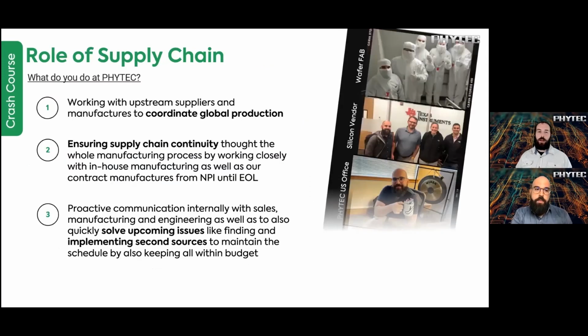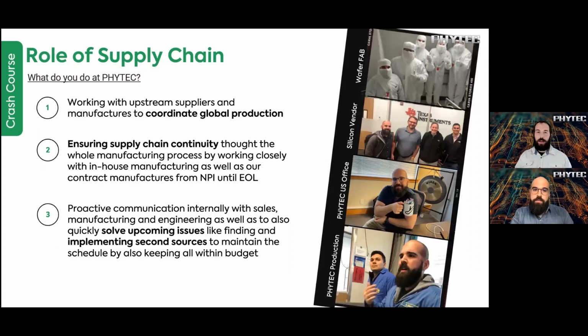All right, so we see some pictures of you here in your various roles at PHYTEC as the global supply chain manager, at fabs, at silicon vendors, here in the office, at our in-house production. Can you give us what you do as the global supply chain manager? So as I said, I coordinate the global production at our in-house manufacturing as well as at our CMs in China and in the US. And I try to ensure the supply chain continuity from early product introduction, or the NPI phase, until EOL, the end of life of a product.